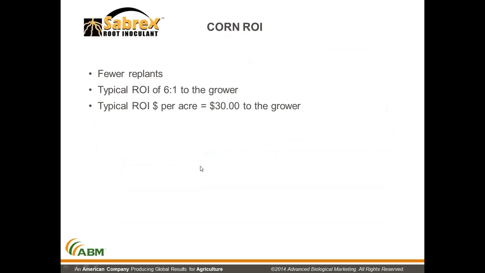And in summary then, return on investment: you're going to have fewer replants out in the field, because we can actually improve the germination and emergence of the plants. A typical return on investment to the grower would be 6 to 1, or about $30 an acre. Now those numbers will change based on the commodity prices, and these numbers were set a couple of years ago.